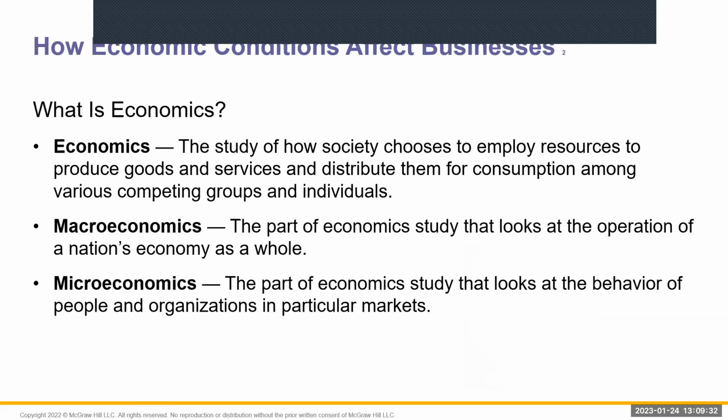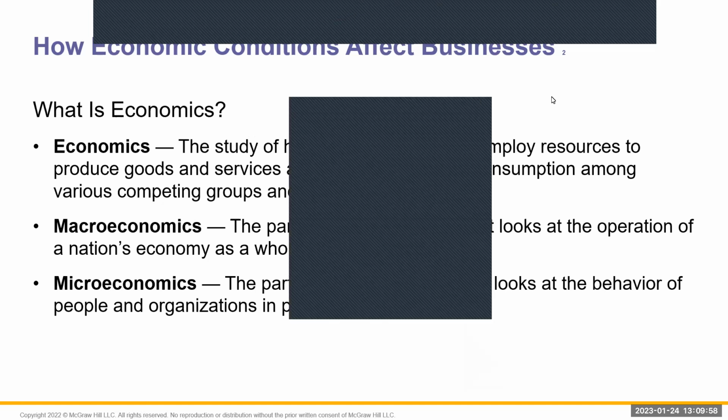So, like they talked about in the video, economics is a study of how a society chooses to employ its resources to produce goods and services, and how they're going to distribute them for consumption. We choose to let private businesses make them and distribute them, and to make money that way, and that builds money in our economy. Not every nation does that. Some nations control the whole process themselves. We don't do that here in the U.S.